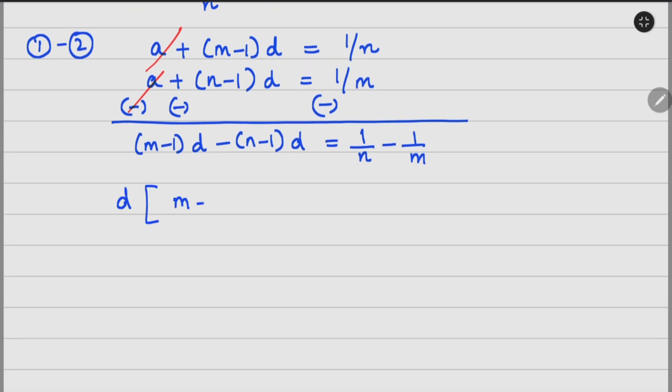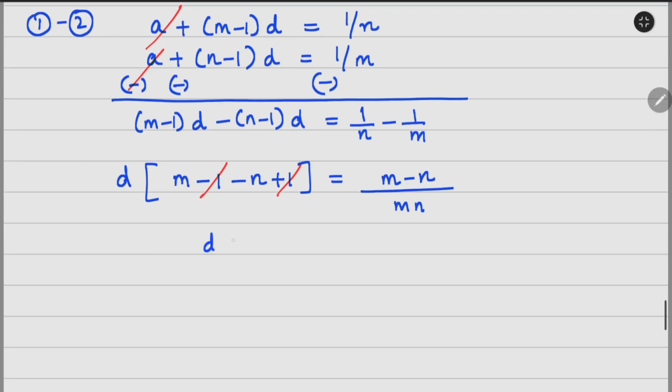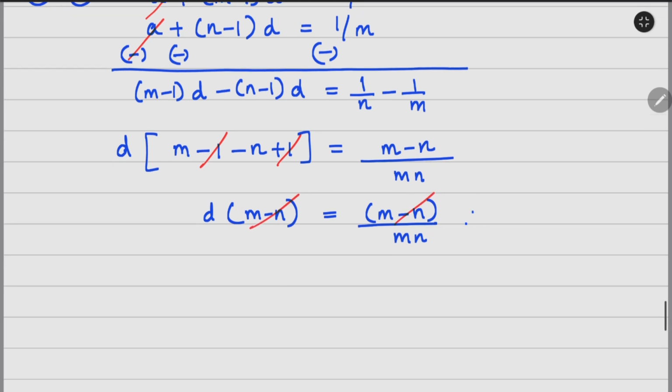So inside you will have m minus 1 minus n plus 1 is equal to, you can take LCM, so you have mn as the LCM. The numerator will be m minus n. Here inside, minus 1 plus 1 gets cancelled. So you have d multiplied by m minus n is equal to m minus n divided by mn. Again, m minus n will get cancelled. So what is your d? Therefore, the common difference d is equal to 1 by mn. So this is your first thing. The common difference has been calculated.